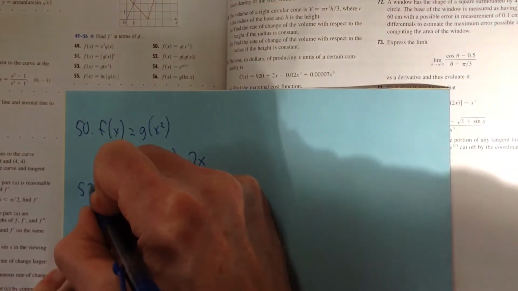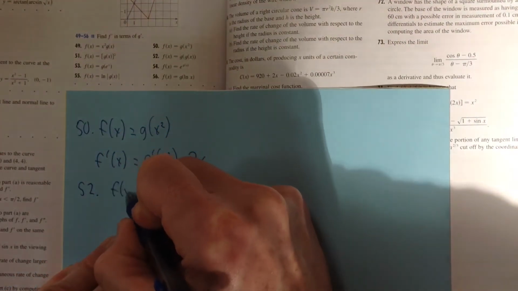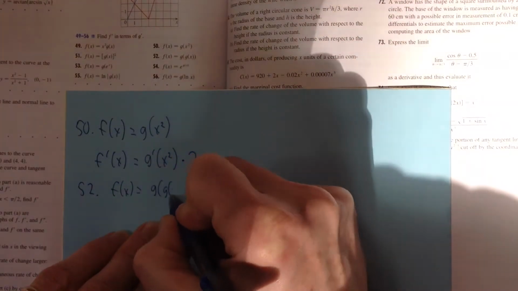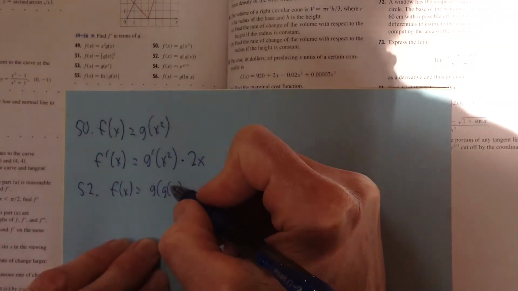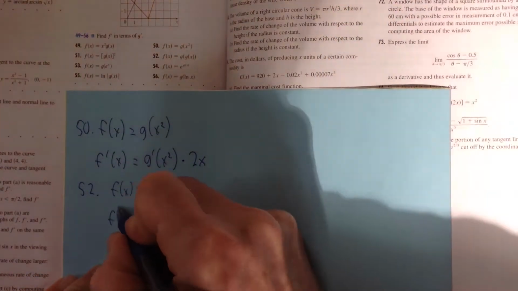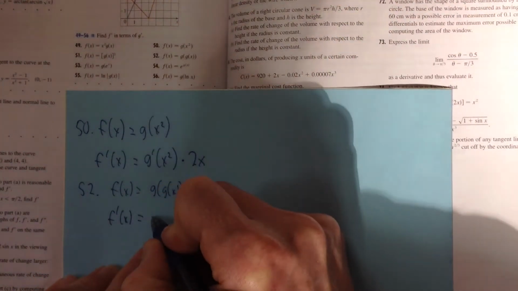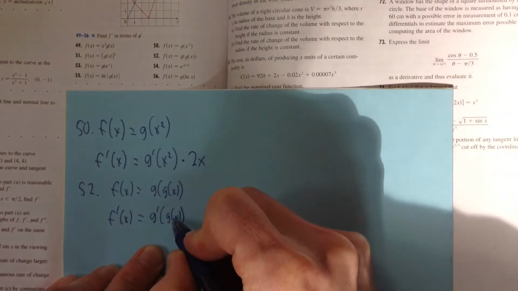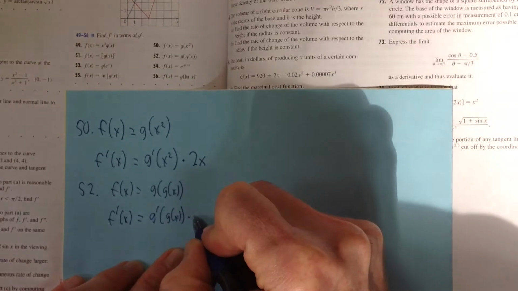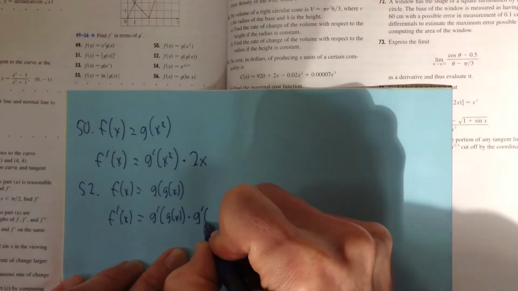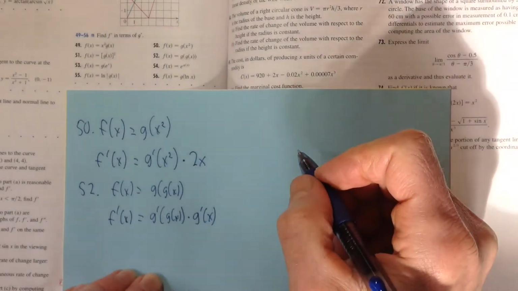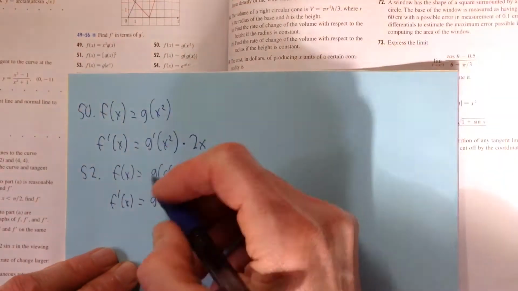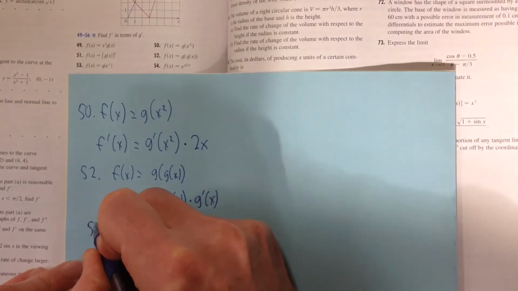So let's look at number 52. F of x is g of g of x. So again, this is just a chain rule. So the derivative f prime is the derivative of the outside, g prime of g of x, and then we say, oh, the inside is g of x, not x, so we multiply by the derivative of the inside, which is just g prime. So again, these are just applying the rules. They're not hard.